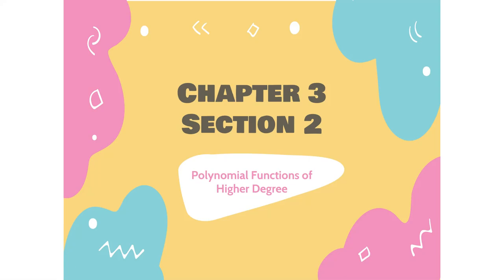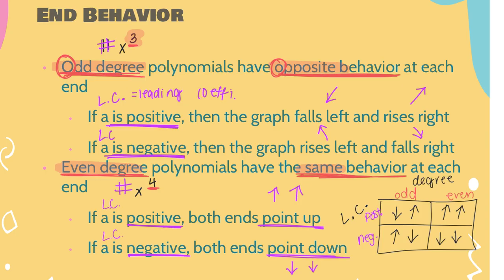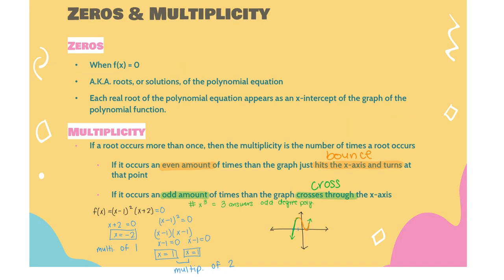All right, we're going to finish 3-2 just to go over a few things. And behavior, you're looking at the degree and the leading coefficient of the first term. Keep in mind it should be written in standard form. It must be written in standard form. So if you have one that's not written in standard form, you need to change the order. Write it in standard form and look at the degree and the leading coefficient for the end behavior.